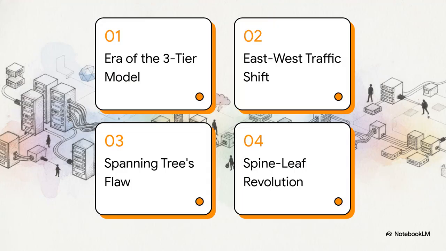Here is the roadmap for our forensic autopsy today. First, we'll cover the era of the three-tier model. Then, the east-west traffic inversion. Third, spanning tree's fatal flaw. And finally, we'll wrap up with the spine leaf revolution.